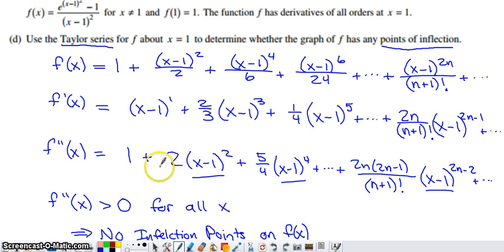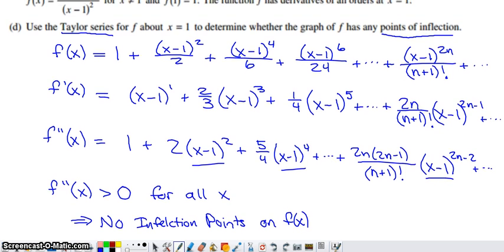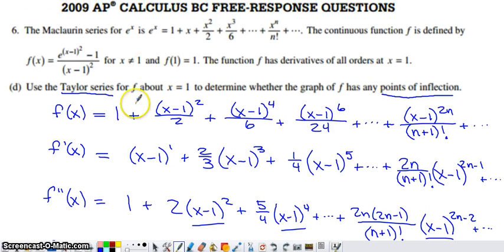If you raise to an even power and you're dealing with a sum of a bunch of positive values, you're never going to have that second derivative being less than 0. That second derivative is always going to be positive. If your second derivative is always positive, you don't have any points of inflection. So that's probably the trickiest part of this. It's not too bad once you realize what you can do here, but that is 2009, number 6.